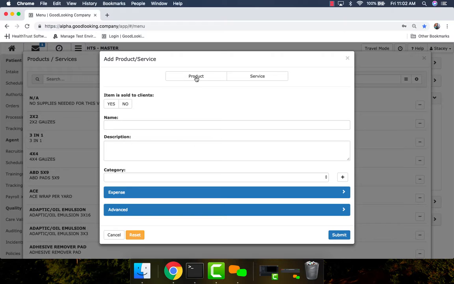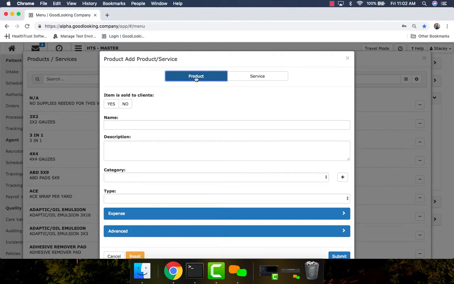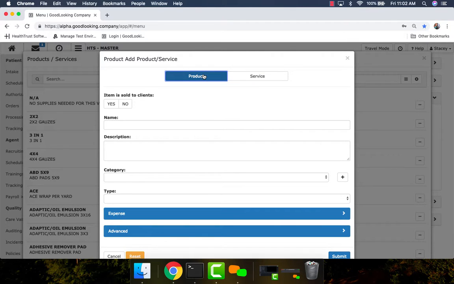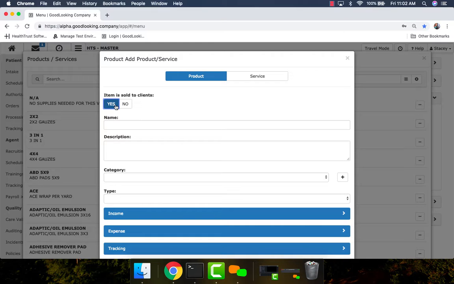A product being a physical good or equipment or an asset, a service being a task that's actually performed by a human, not actually a physical product. For either one of those, you do need to tell us whether you sell this item to a customer or not. This controls whether it will go on the schedule and onto an invoice. So, for instance, if you are a Medicare agency with medical supplies, you probably have a product, but you don't actually sell those to your customers.